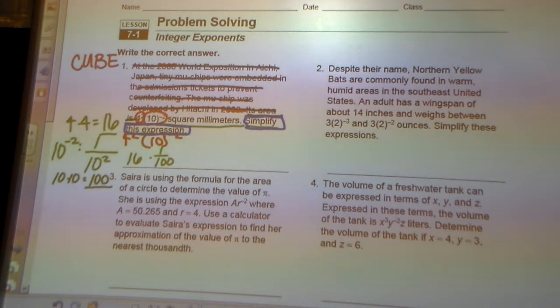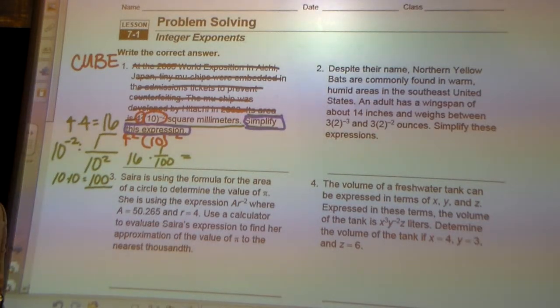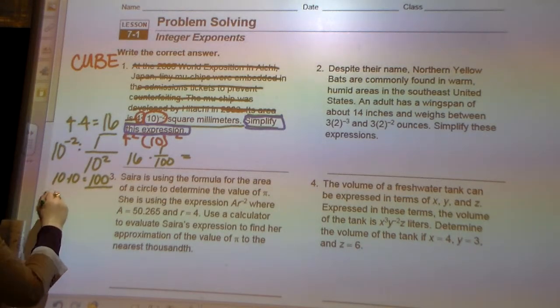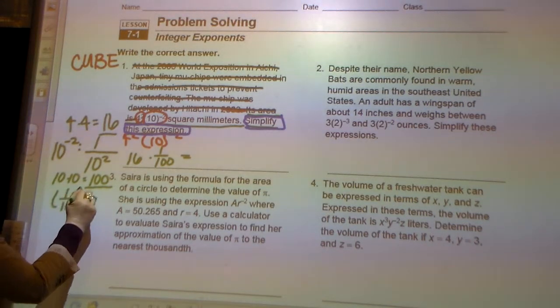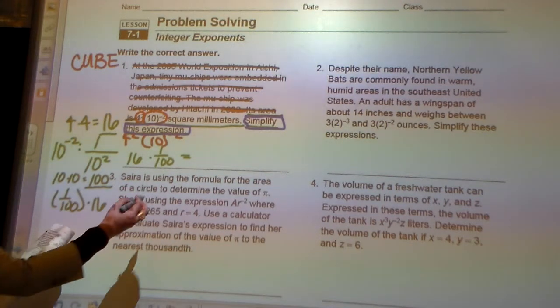Randy's got a calculator. And remember, when you put it in the calculator, you need to put the parentheses around the 1 over 100. That's what it should look like in your calculator. Let's get everybody there. What are you getting? I'm going to go ahead and help you out.